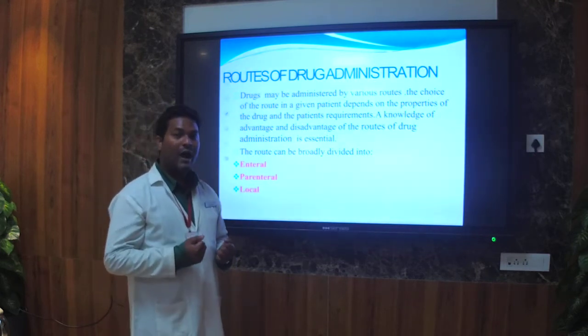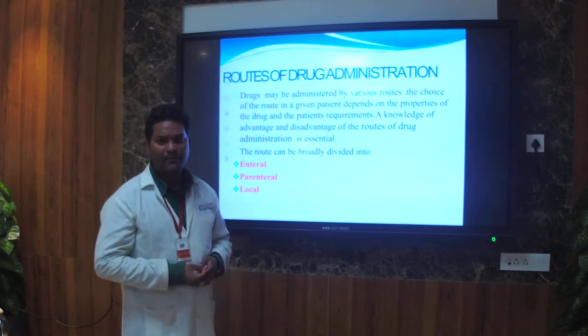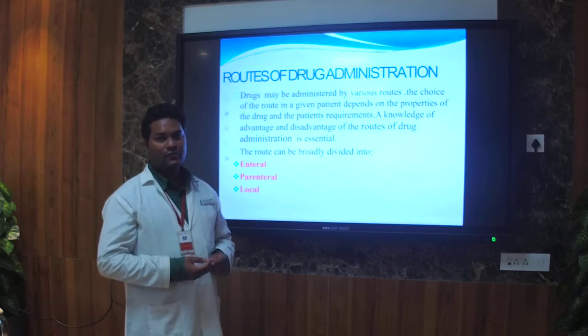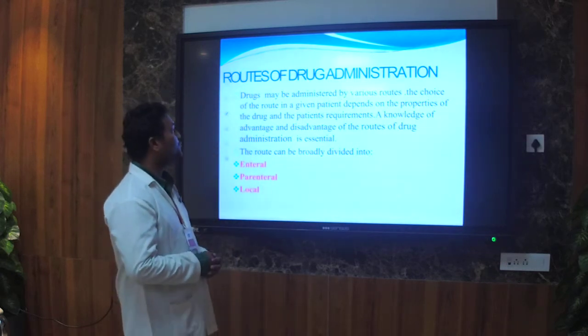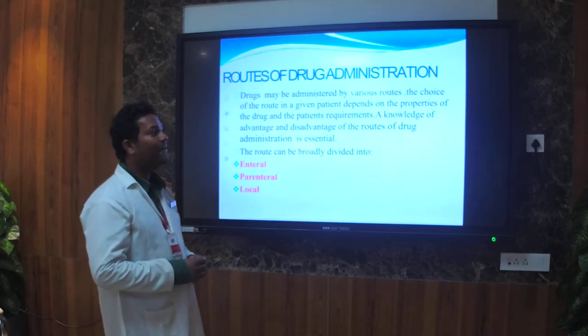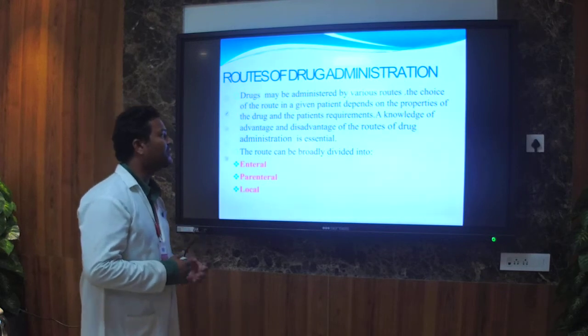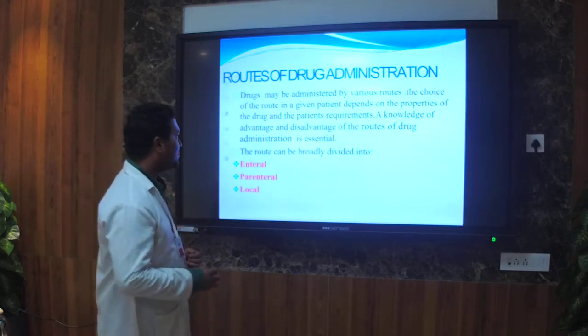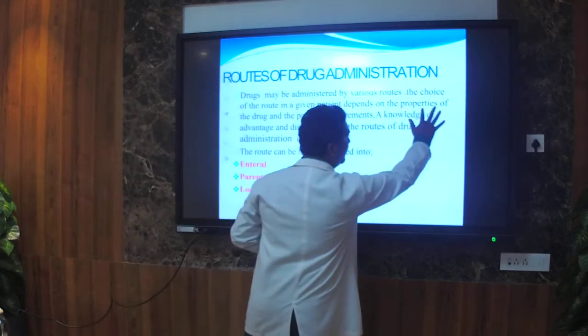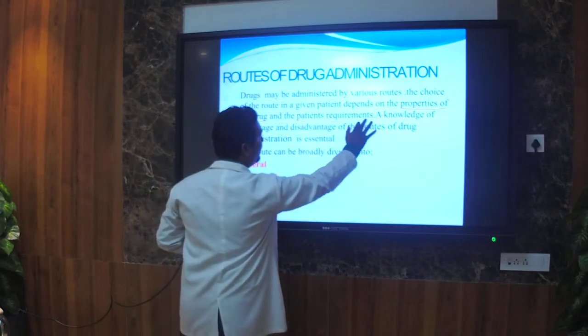Now we have to know how these drugs are given to a particular patient or for a particular disease. So we come to know about the routes of drug administration. Now drugs may be administered by various routes. The choice of the route in a given patient depends on the properties of the drug, very important, and the patient requirements.